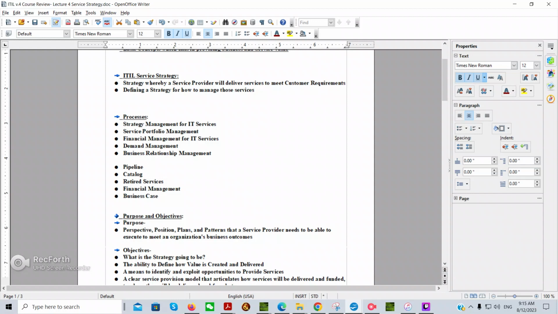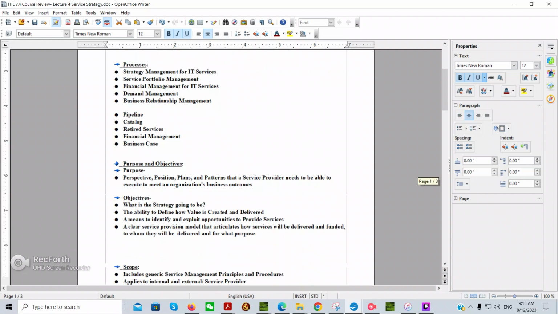Now there's 2 main deviations under purposes and objectives. For the purpose, we have perspective, position plans and patterns that a service provider needs to be able to execute to meet an organization's business outcomes. And we also have objectives. What is the strategy going to be? It's the ability to define how value is created and delivered. It's a means to identify and exploit opportunities to provide services. It's a clear service provision model that articulates how services will be delivered and funded, to whom they will be delivered and for what purpose.